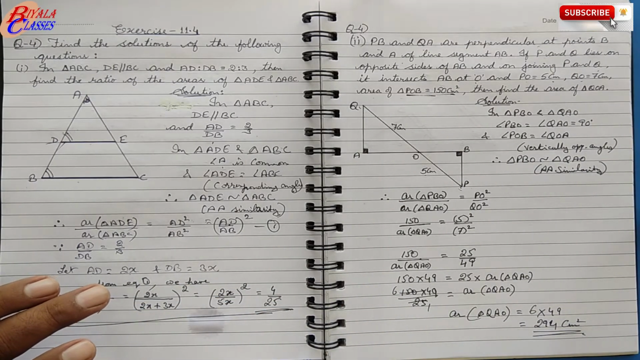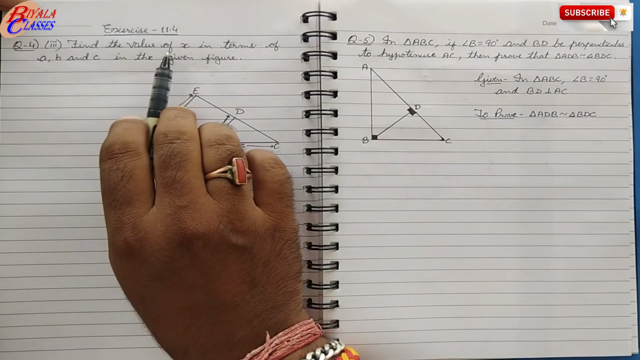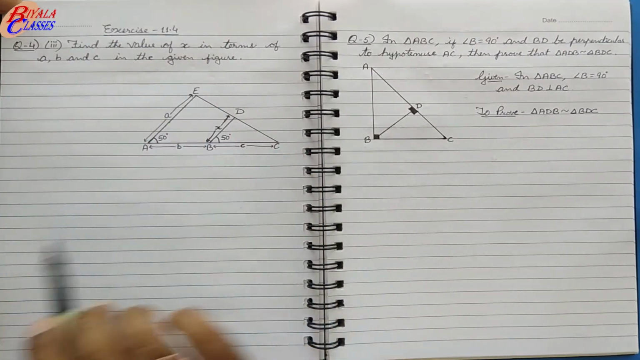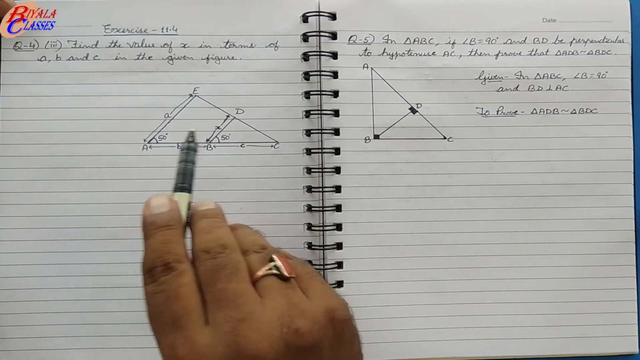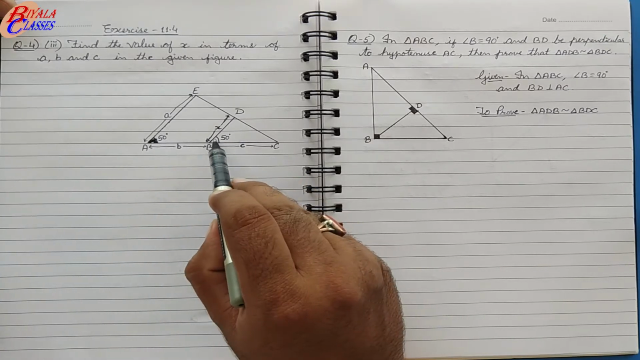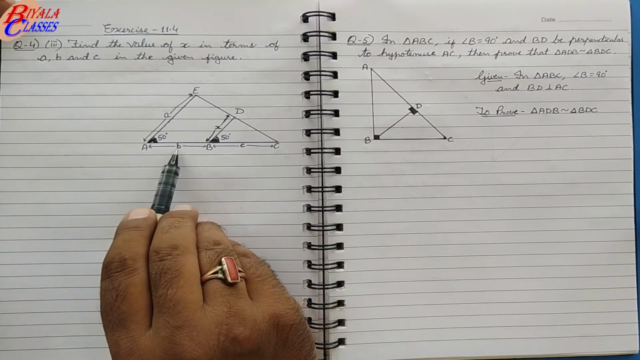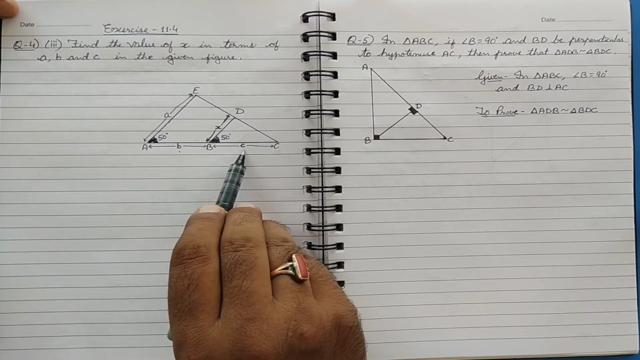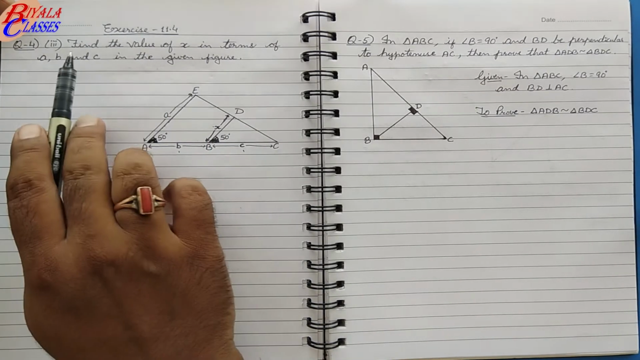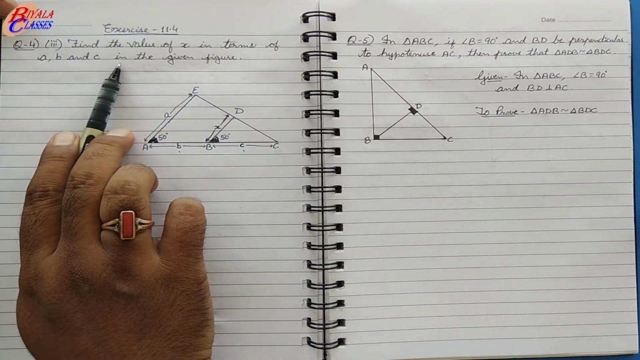Now let's move towards the next part of this question. The next part says find the value of x in terms of A, B and C in the given figure. So here we are given a figure where you can see that this angle A is 50, and this angle at vertex B, that is DBC, is also 50. This measurement AB is given as B, BC is given as C, BD is given as X, and AE is given as A. What we have to do? We have to find the value of X in terms of A, B and C.